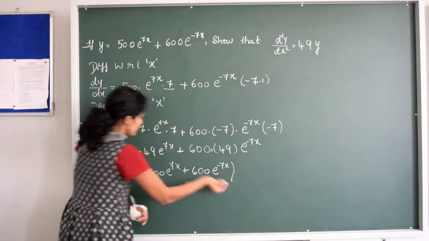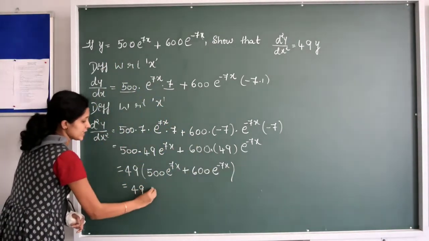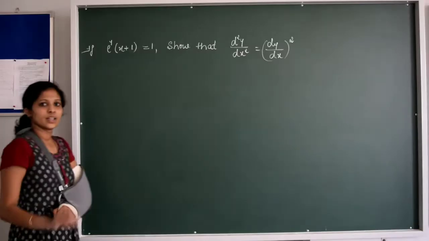So what is this now? This is the value of 1. It is given. So we proved that this is equal to 49 into 1. I hope you understood this one. Now see the next problem.